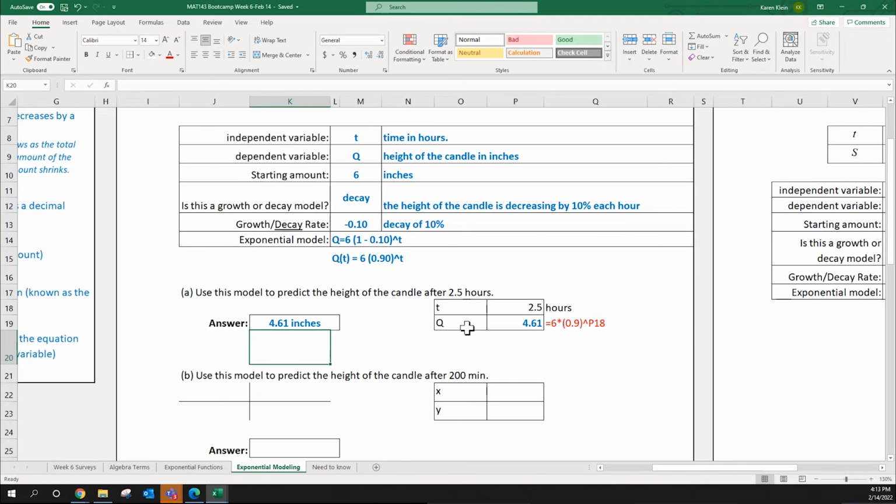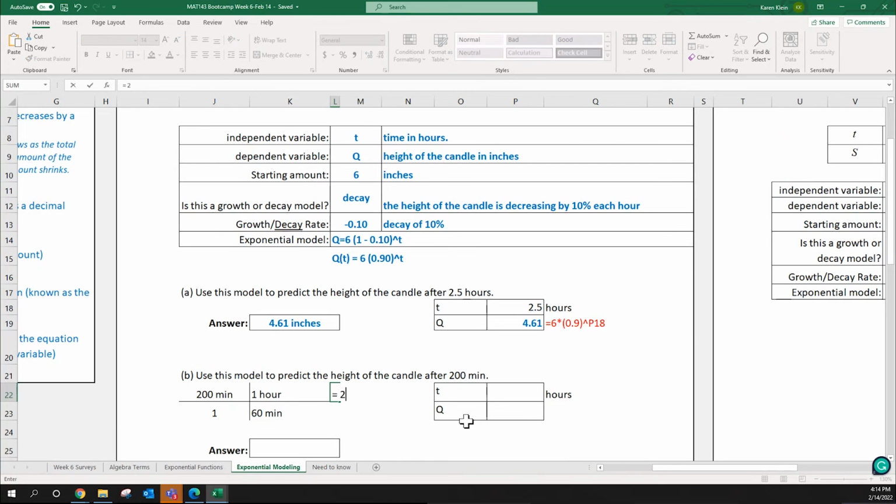For part B, it says use this model to predict the height of the candle after 200 minutes. Again, we have T and Q. And since this is in hours, we have some conversion to do. So we have 200 minutes over 1 is equal to 60 minutes per 1 hour. So that would be our conversion factor there. So we can calculate this as 200 divided by 60.